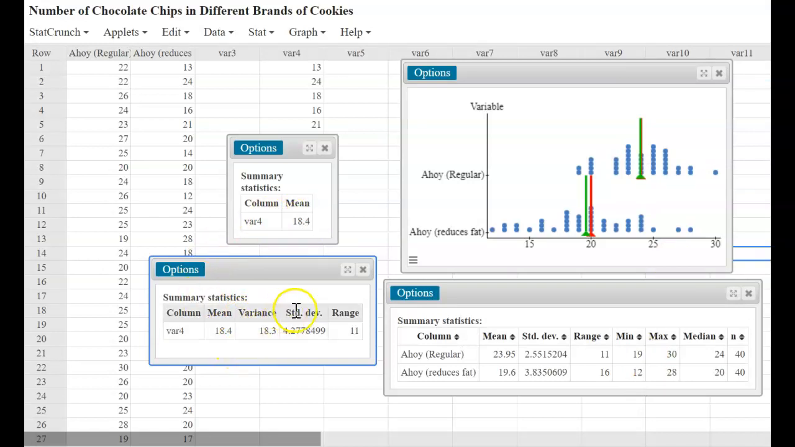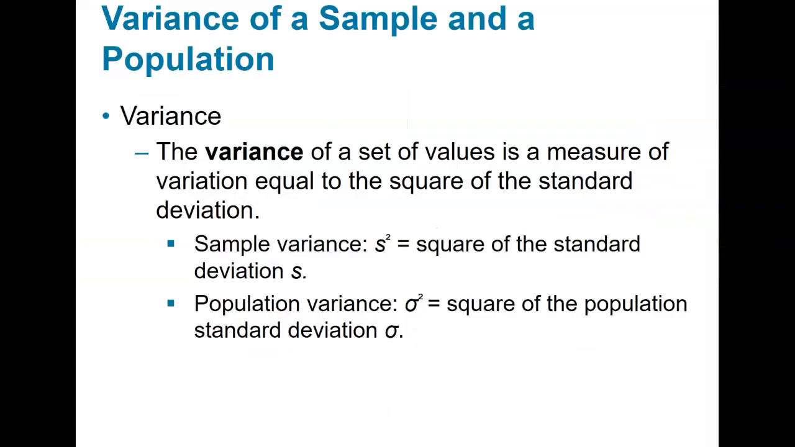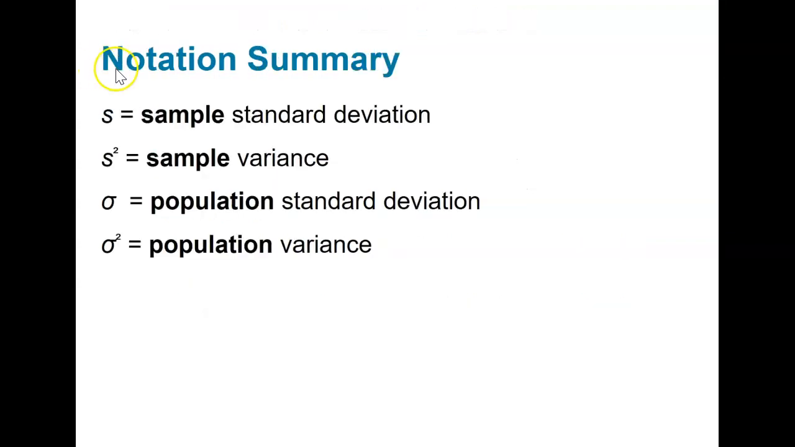Variance is the square of the standard deviation. Standard deviation is 4.27, approximately 4.3, squared 18.3. Variance is another characteristic of variation of a data set that is equal to the square of the standard deviation. Sample variance is S squared and population variance is sigma squared. Here's the notation summary. S is a sample standard deviation, S squared is sample variance, sigma is population standard deviation, sigma squared is population variance.